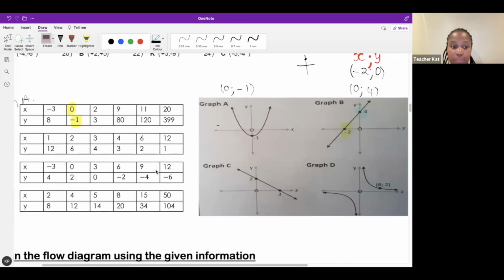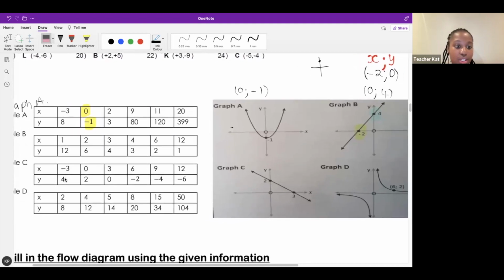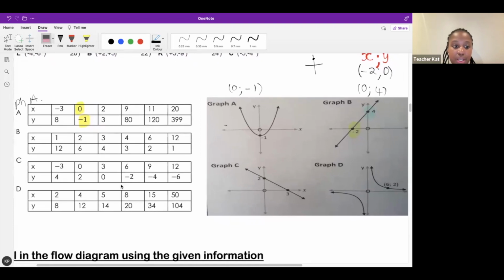So let's move on. Let's move on to table C. When my x coordinate is -2, we don't even have an x coordinate of -2, but we do have a y coordinate that is 0. That is 4, excuse me. That is 4 for an x that is 0. Do they correlate? No, they don't. I'm actually realizing graph B doesn't have anyone that correlates over here.